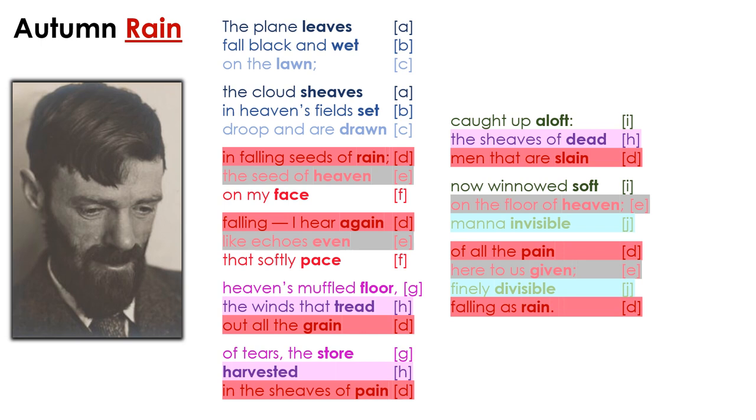This then is repeated in the third and the fourth stanzas. I'm calling them stanzas, but verses you might like to call them. And the pattern is repeated, but it's got new rhymes. So we've got D, E, F, D, E, F. In falling seeds of rain, the seed of heaven on my face, falling I hear again, like echoes even that softly pace. Rain, heaven, face, again, even, pace.